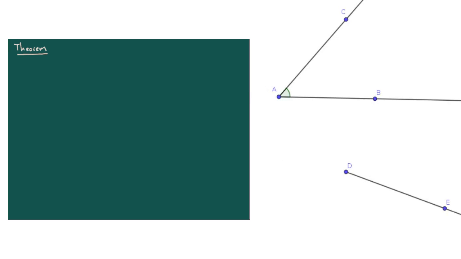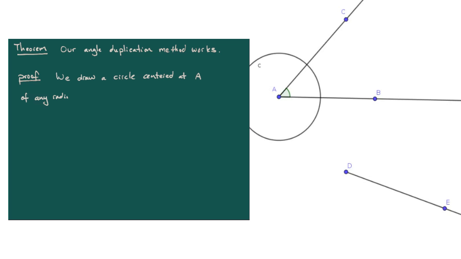And so the first thing that we will do is to draw a circle, any circle that has a center at A. We don't really care what the radius is, we'll just draw that circle. We'll call that circle C. Now that circle is going to intersect ray AB at point F, and C is also going to intersect ray AC at point G.